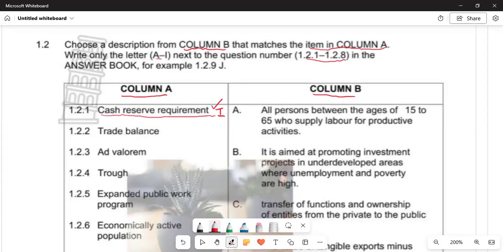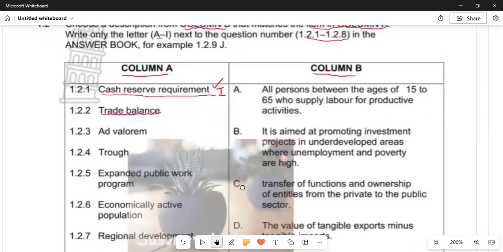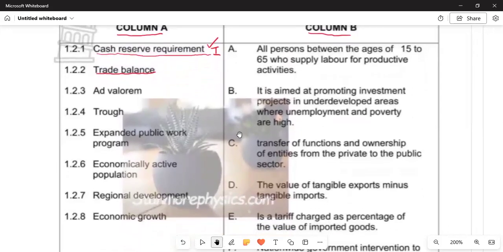So now we come to trade balance. So now we want to know the description that is going to match this item in column A, trade balance. So now moving on, trying to see which description is going to match that item. We can see now the correct answer is D, which says the value of tangible exports minus tangible imports. So it means now we're going to have what? D. That's our correct answer.